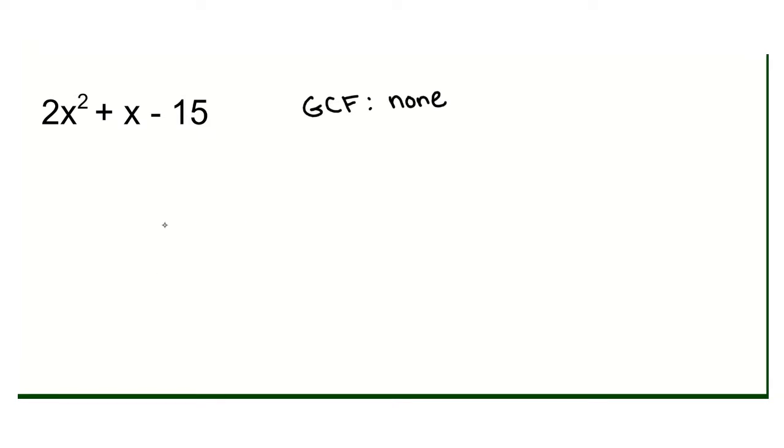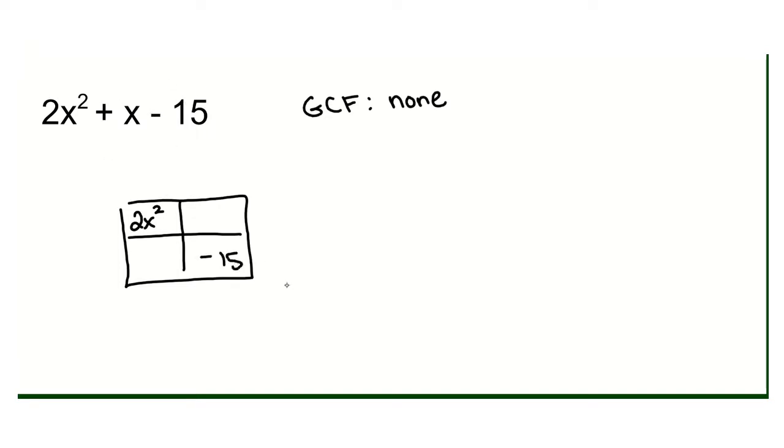So for the area model, I'm going to go ahead and draw a box. My first term goes in the first box, and my last term goes in the last box. Then you multiply your first number by your last number. So 2 times negative 15 is negative 30. So that means that I'm looking for two numbers that multiply to negative 30 and that add to my middle term of x. When we talk about adding to your middle term, we really just want to know the coefficient of the middle term. The coefficient of x here is 1.